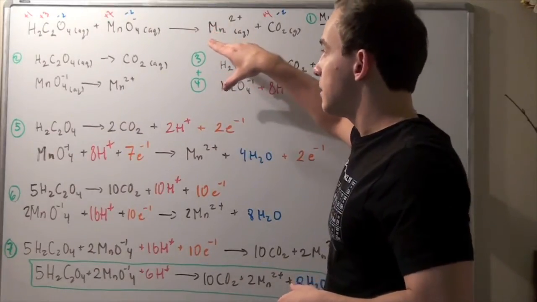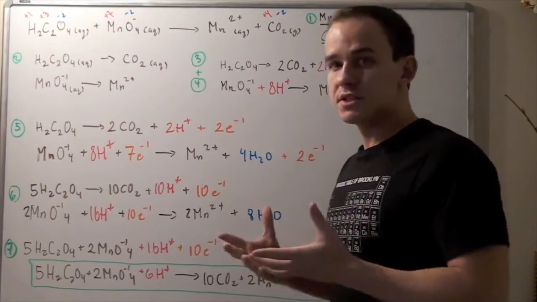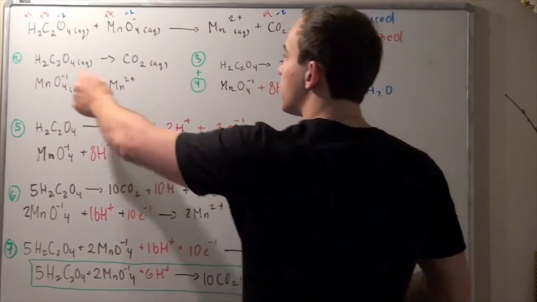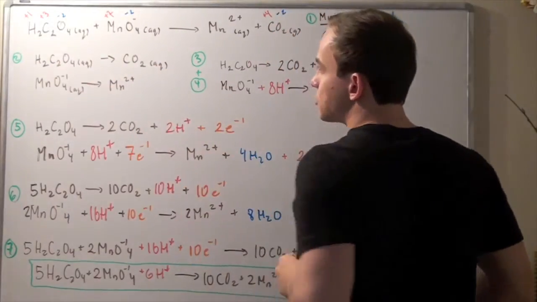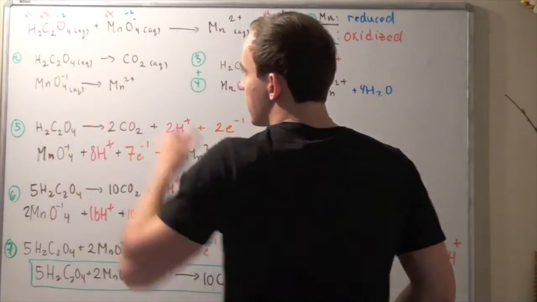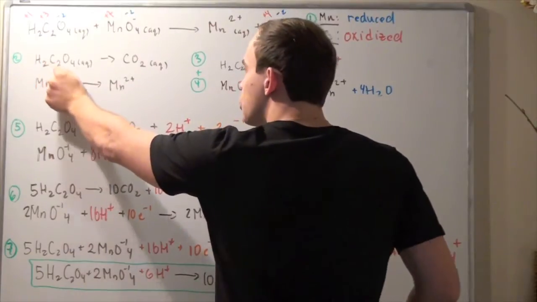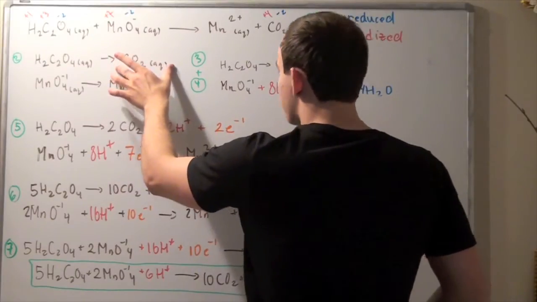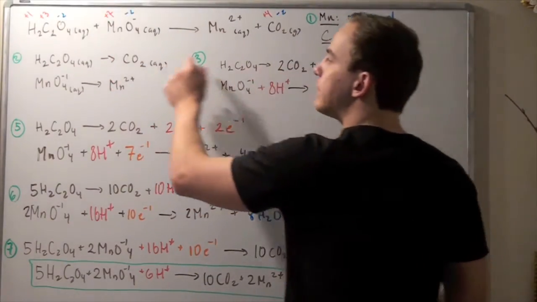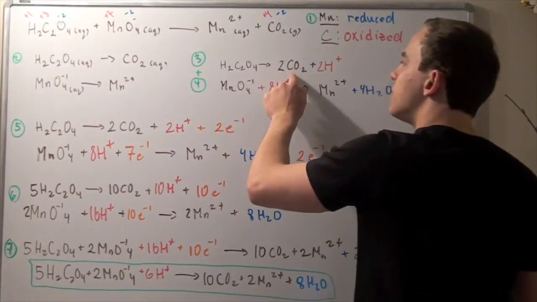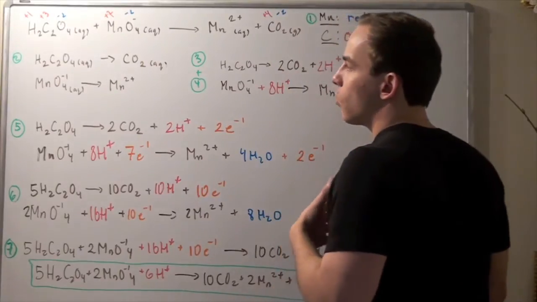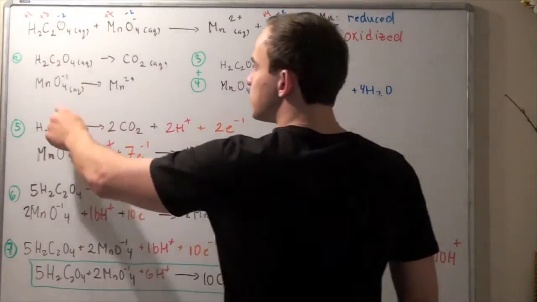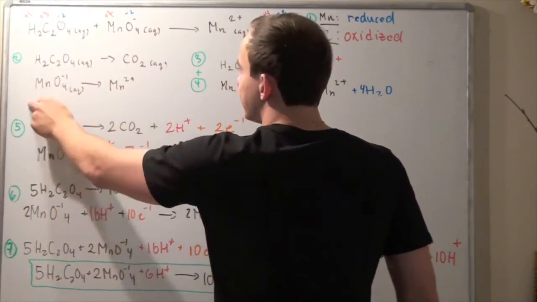In step 3, I want to balance the atoms that are not oxygen atoms and not hydrogen atoms. So let's start with the oxidation reaction. In the oxidation half reaction, let's balance the carbon atoms. There are 2 atoms on this side and only 1 atom on this side. That means I want to multiply this by 2. And that's exactly what I do here. Now I have 2 carbon atoms on this side and 2 carbon atoms on this side. Next, I want to balance the Mn atoms in the reduction reaction. Since I have 1 Mn here and 1 Mn here, it's already balanced.